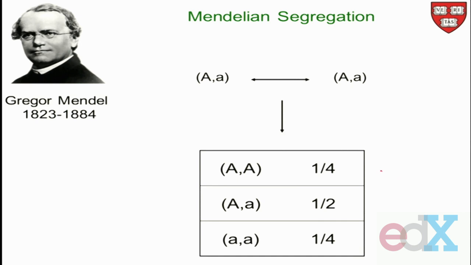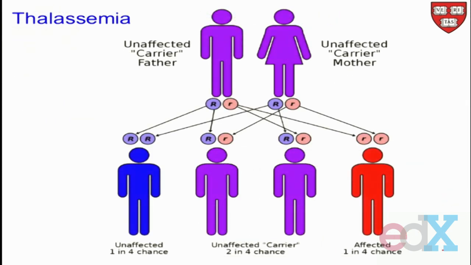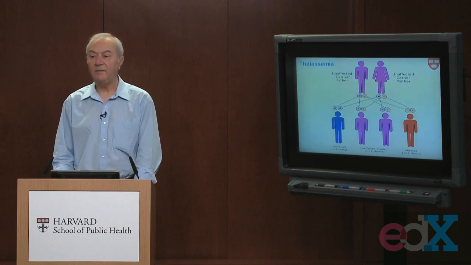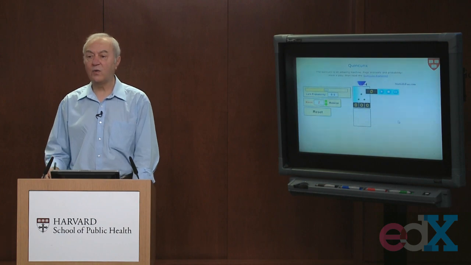So we've got, you could say, two heads, head and head on both coins, or a head and a tail on one coin, a head on the other coin a tail, or tail, tail. And we see that the ratios are 1 to 2 to 1. And then we end up with the thalassemia as an application of this concept. We showed this last time. Okay, so let's go back to our quincunx.